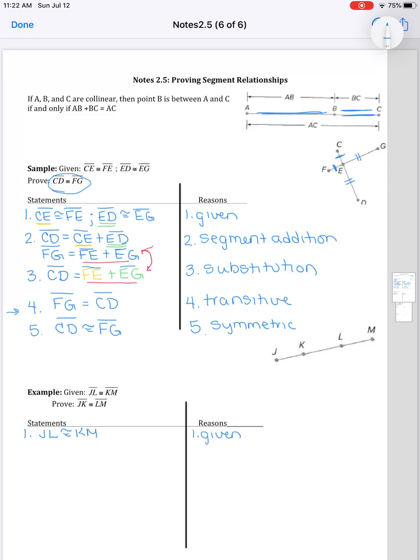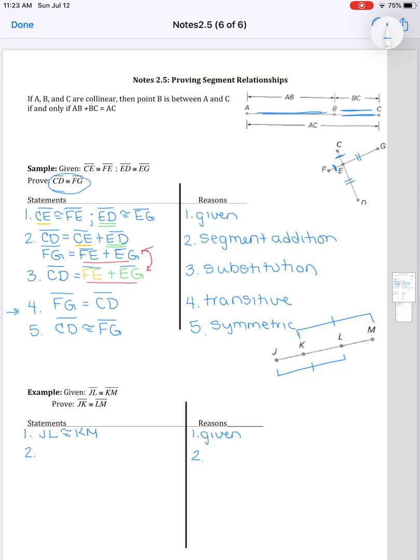All right, so let's try another one. We know what our first statement is, and we know our first reason is given. If I mark it, I know that JL and KM are congruent to each other. So I have to add a little extra piece there just so I can show that the whole thing is equal. My goal is now going from JL to JK and from KM to LM. So I'm getting smaller, so most likely I'm not going to be using properties that add to something.